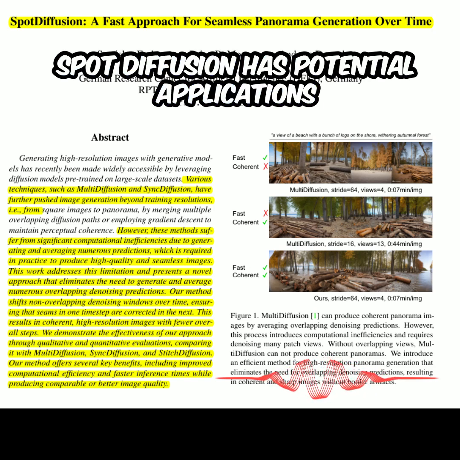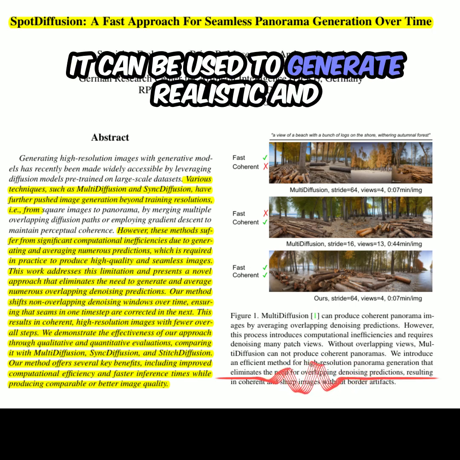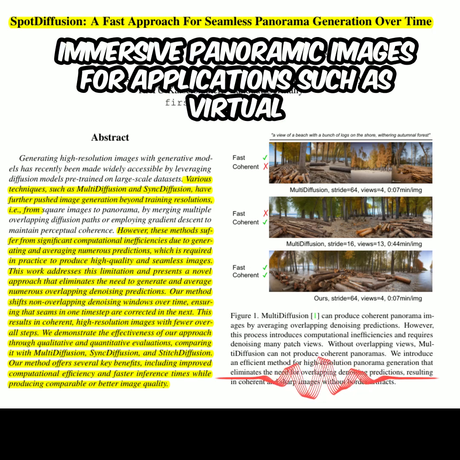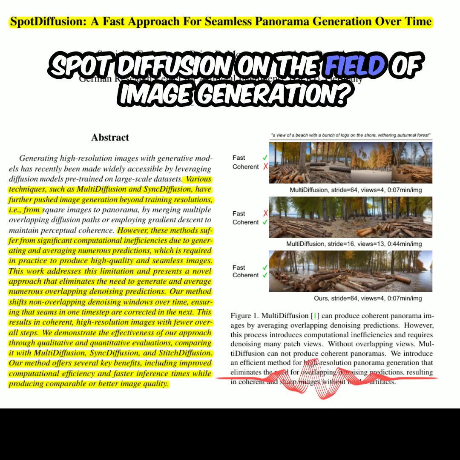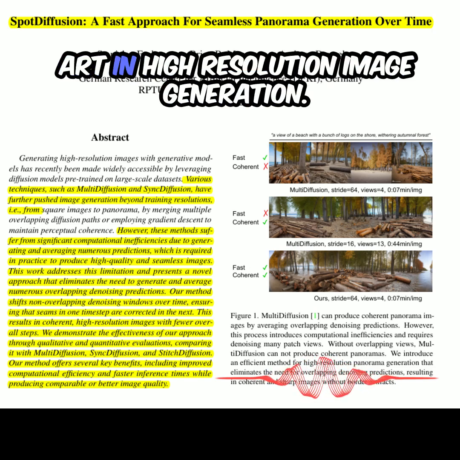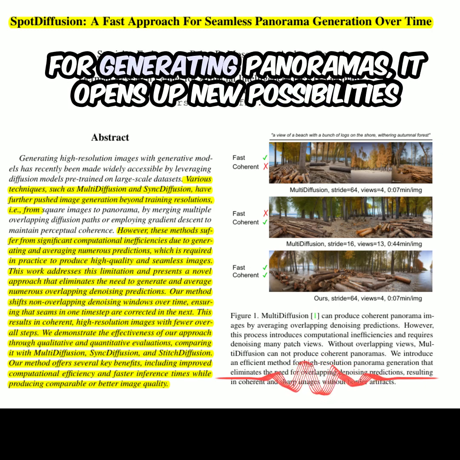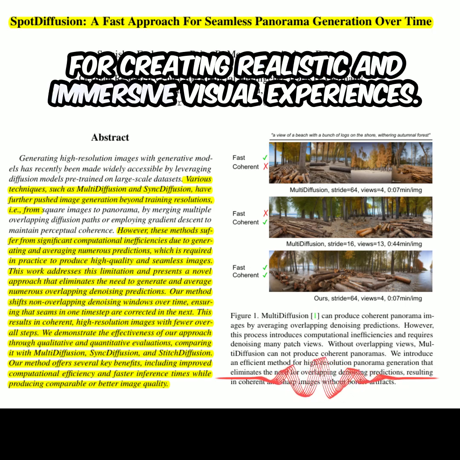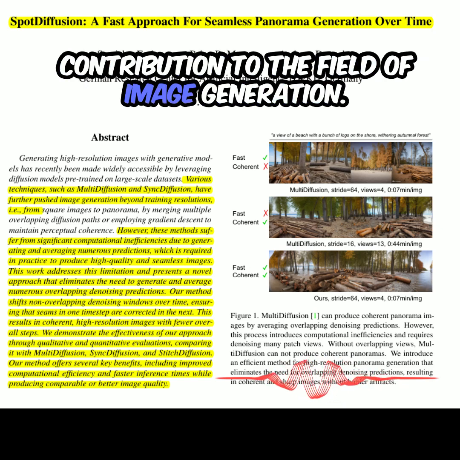SpotDiffusion has potential applications in various fields, including computer vision, graphics, and virtual reality. It can be used to generate realistic and immersive panoramic images for applications such as virtual tours, 3D modeling, and video games. That's exciting. Can you elaborate on the potential impact of SpotDiffusion on the field of image generation? SpotDiffusion has the potential to significantly advance the state of the art in high-resolution image generation. By offering a more efficient and practical solution for generating panoramas, it opens up new possibilities for creating realistic and immersive visual experiences. It's clear that SpotDiffusion is a valuable contribution to the field of image generation.